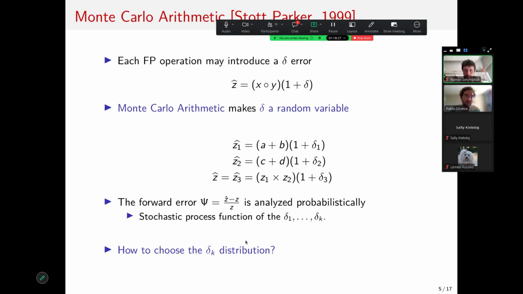Okay, so you're going to have a computation. You are going to chain, for example, here, plus, plus, and multiplication. Each operation is going to have one error. And we are going to model the errors, delta 1, delta 2, delta 3, as random variables. So we can model the forward error, and we can analyze it probabilistically. So we have a stochastic process that is a function of the chain of errors. Here we can have different choices for our distribution.